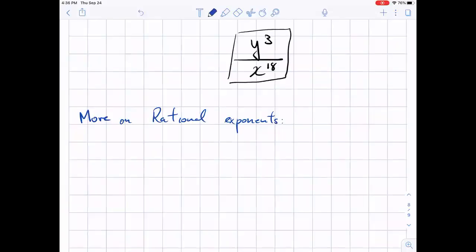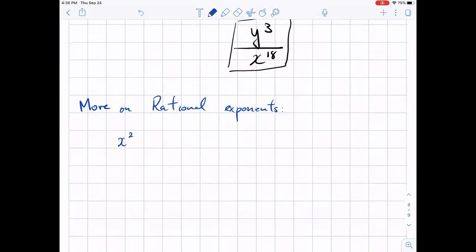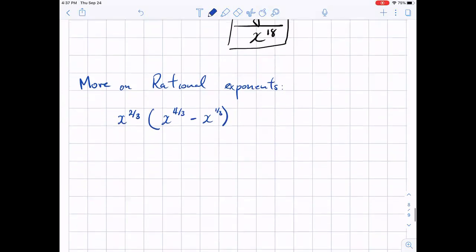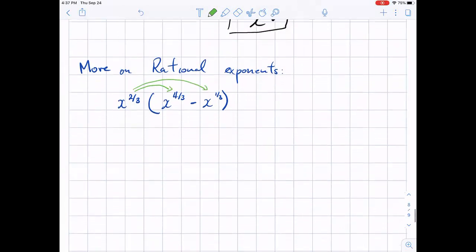Questions? So we could look at some more scenarios with rational exponents. When we're multiplying, for example, x to the 2/3 times x to the 4/3 minus x to the 1/3. Well, I'm sure if these were not fractions, you would have said this was very straightforward. Because when we have parentheses, we take what we have on the outside and distribute it to what's on the inside. And keep in mind, when you distribute, you add the powers. So the first part becomes x to the 2/3 plus 4/3, minus the second part, x to the 2/3 plus 1/3.